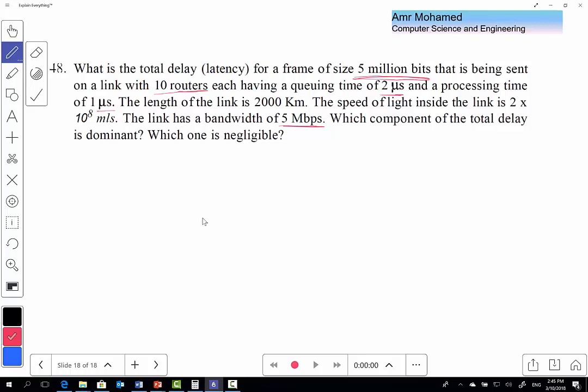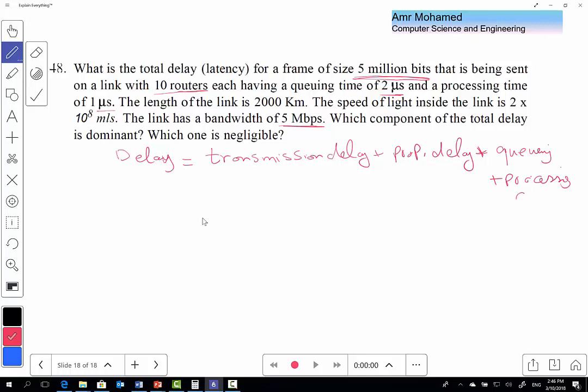What is the component of the total delay that is dominant, and which one is actually negligible? So we know that the total delay equals transmission delay plus propagation delay plus queuing plus processing delay. Remember, these two happen at every router, so we have to multiply them by 10.